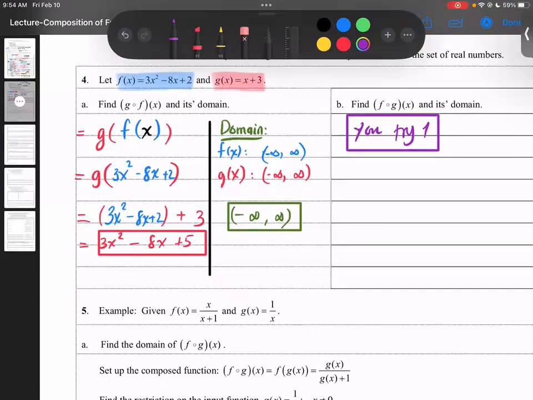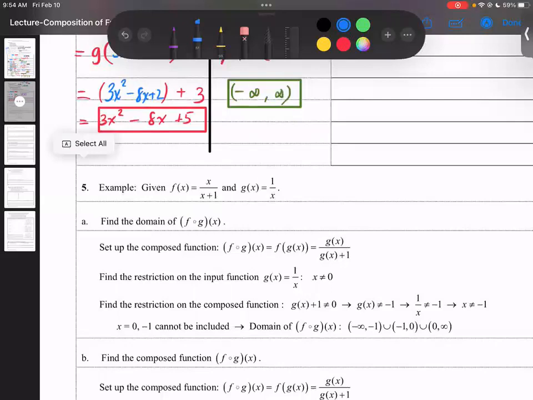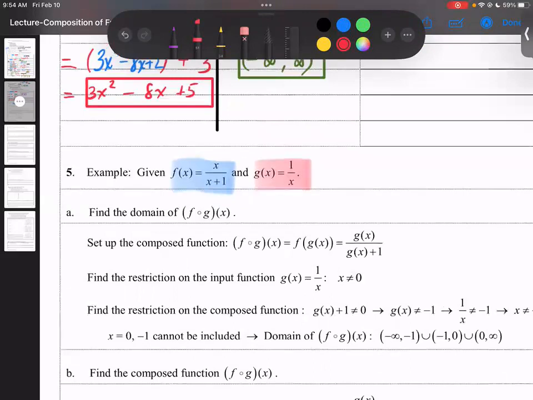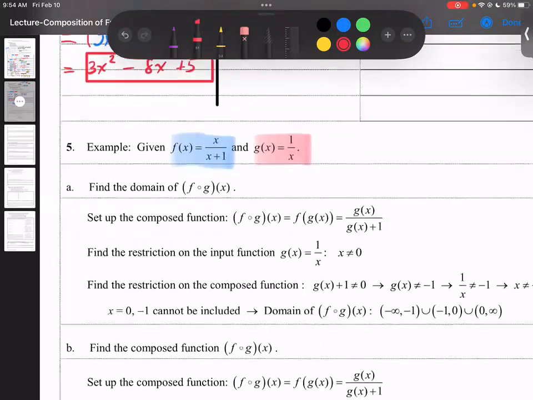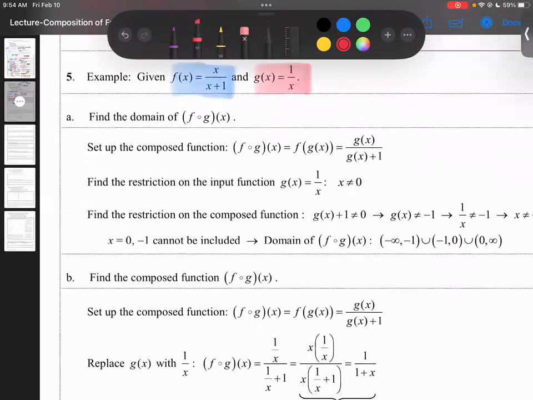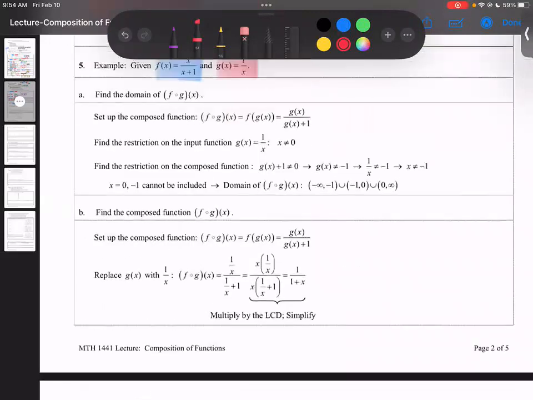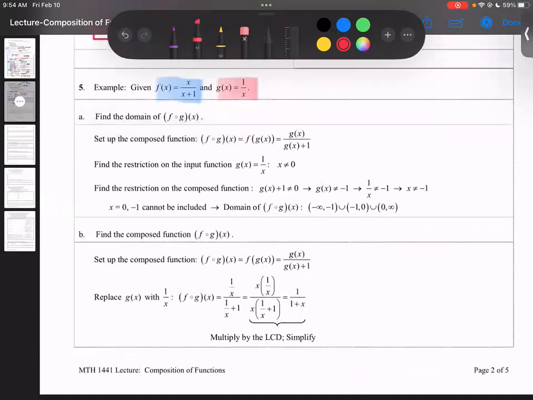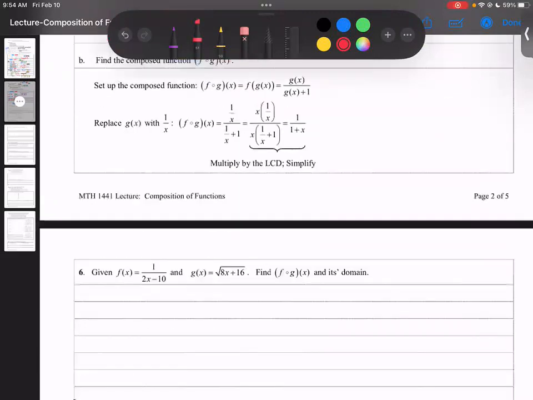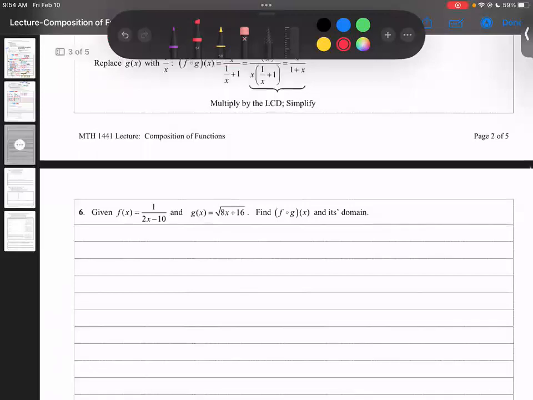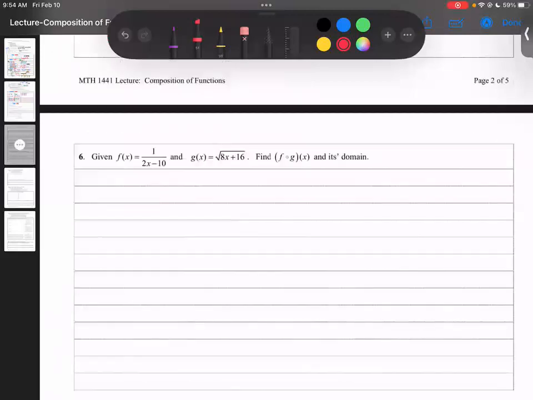Number 5. Given f of x, looking like that, and g of x, looking like that, I want to find the domain of the composite function g composite f composite g of x. I don't feel like going through that because you already know. Number 5, you can read it. Oh, we can do number 6. It's the same thing. I can walk through the steps.